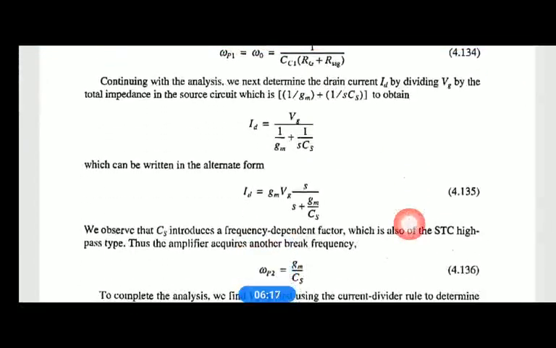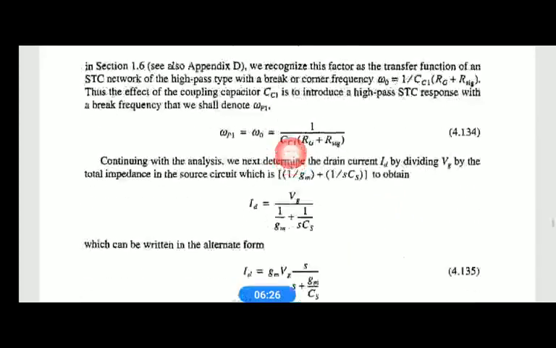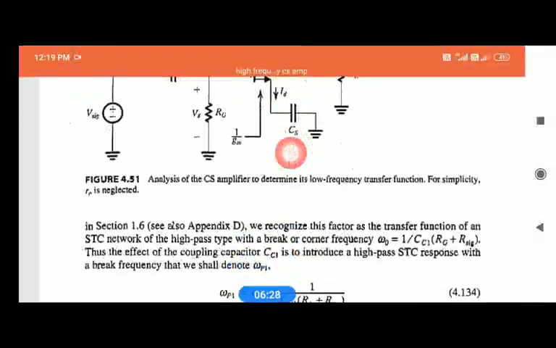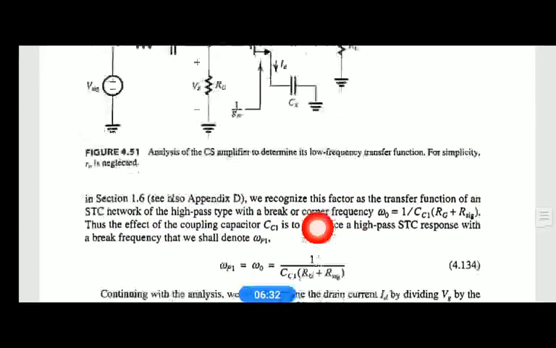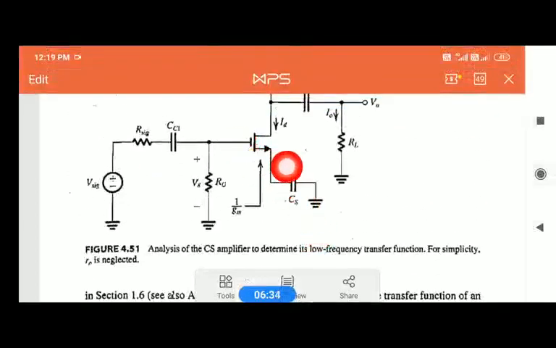Next we will find the cutoff frequency omega p2 due to the capacitor Cs. If you once again look at the circuit here, the current ID which is flowing here, if you take this network from here to here, the voltage drop from this point to the ground is Vg.